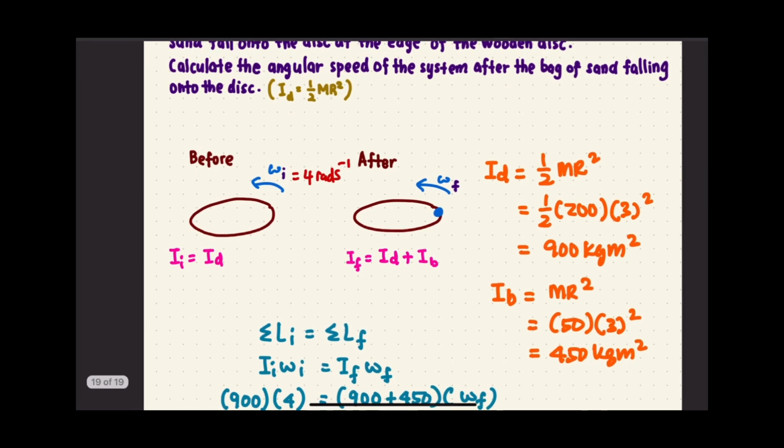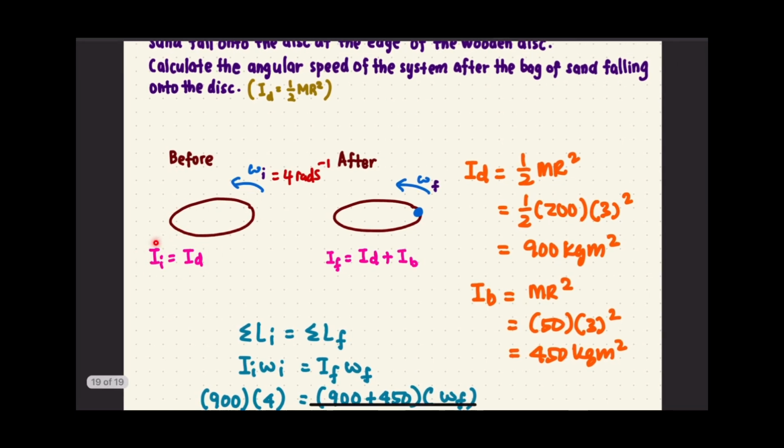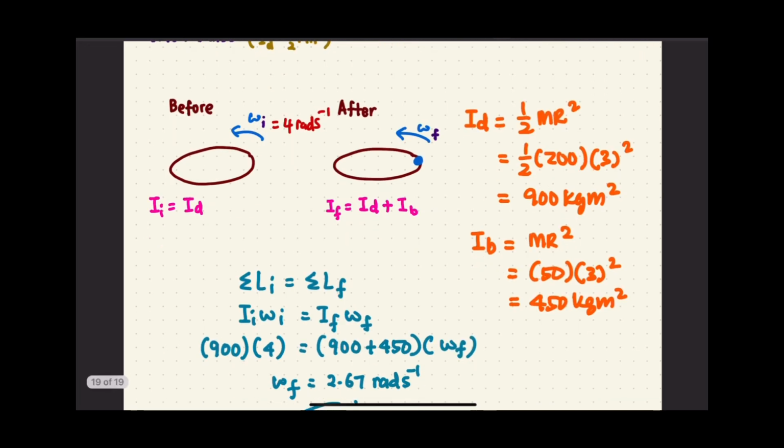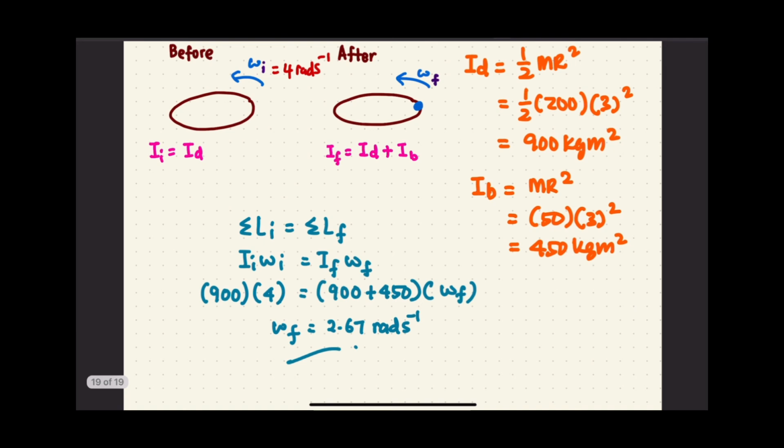Okay, so untuk yang ni, inilah illustration lukisan saya. Sebelum hanya ada ID saja. Dan selepas bag tu jatuh, dia punya I final iaitu moment of inertia final dia ada dua benda, ID dan IB. IB ni adalah bag sand tu lah. ID ni adalah disk tersebut. So nampak tak ada dua benda kat sini. Jadi kena consider dua-dua selepas. Selepas lah maksudnya angular momentum selepas. Okay, so L initial is equal to L final, I initial omega initial is equal to I final omega final.